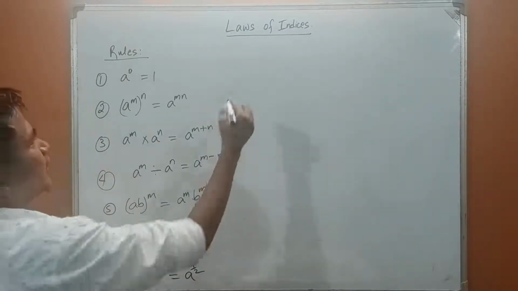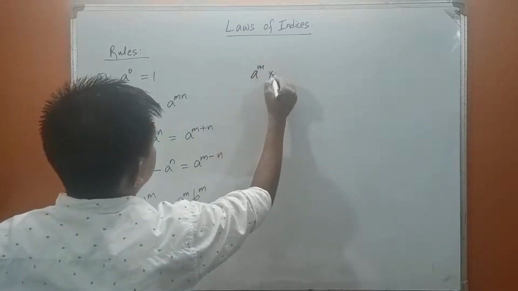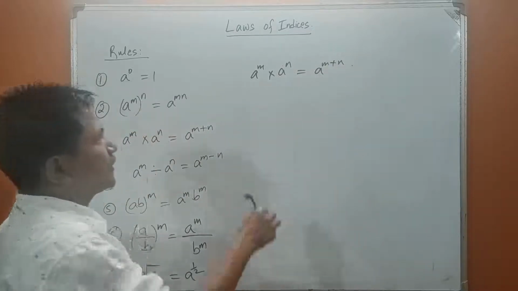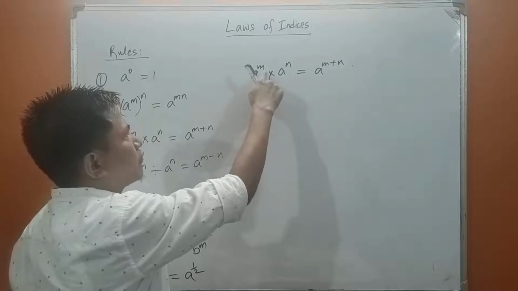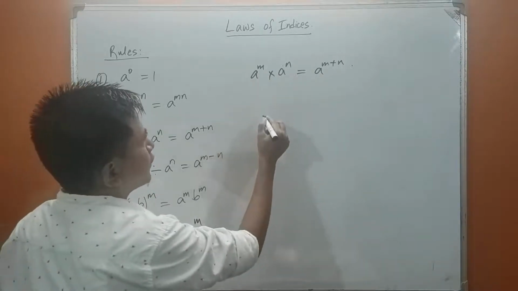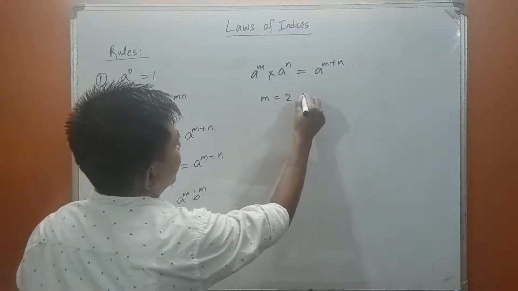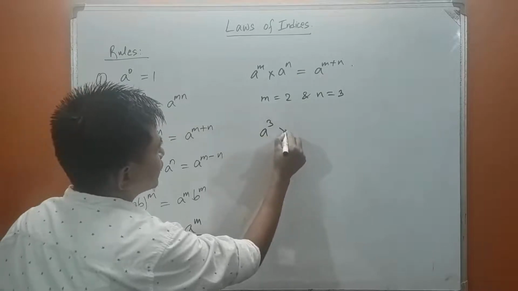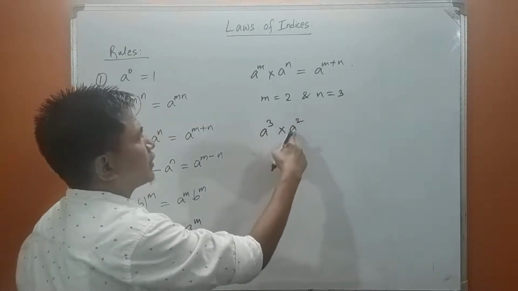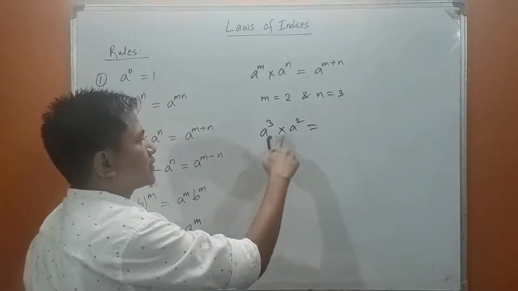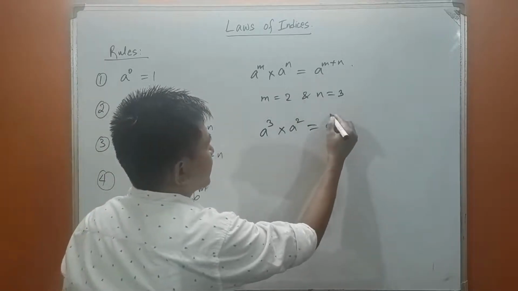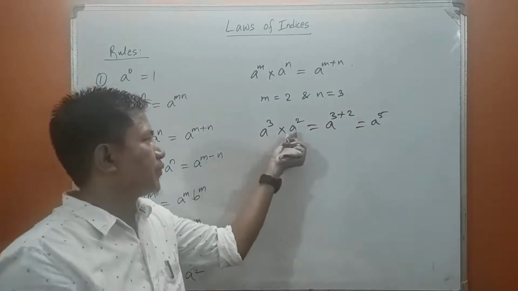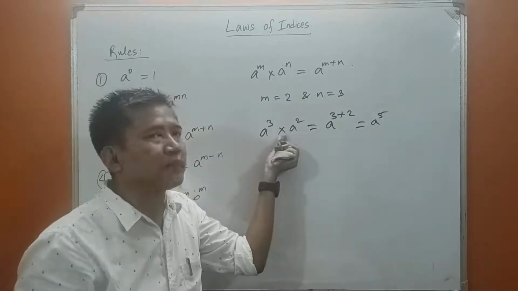The third rule is a to the power m into a to the power n equals a to the power m plus n. If the bases are same, then the powers will be added. Let me give an example. If m equals 2 and n equals 3, then a to the power 3 into a to the power 2, a cube into a square, bases are same, so their powers will be added, 3 plus 2, that will be a to the power 5. If the bases are same, then the powers will be added in case of multiplication.